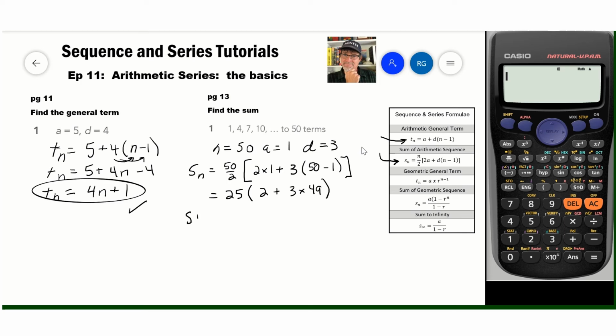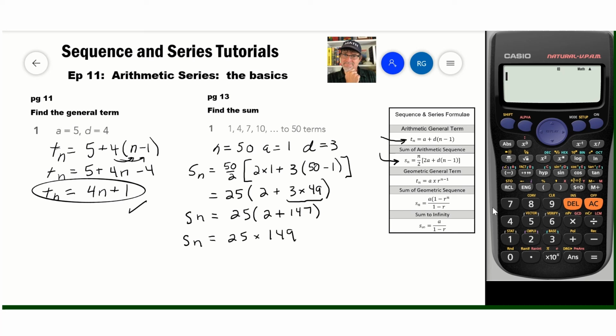Okay. Now, be careful there. I could see a possible way to make a mistake here would be to do 2 plus 3, 5 times 49, but you got to pay careful attention to the order of operations here and do the multiplication first. So I've got 25 times 2 plus 3 times 49, which is 147. So now I can see my sum is 25 times 149.